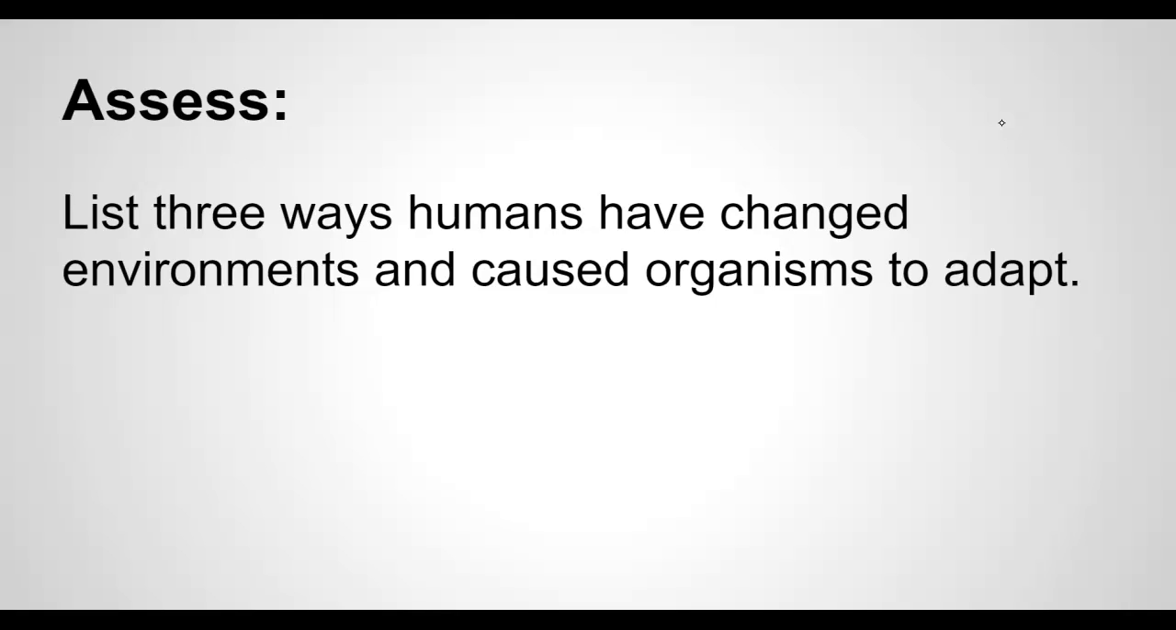So, final thing here, 3 ways humans have changed environments and caused organisms to adapt. Well, we've destroyed their habitats. We've caused pollution. We've caused the environment to change by global warming, like the polar bears are having to adapt to the polar ice shelf breaking apart. We have overhunted, we have overfished, and any of those things makes a good answer for that one.